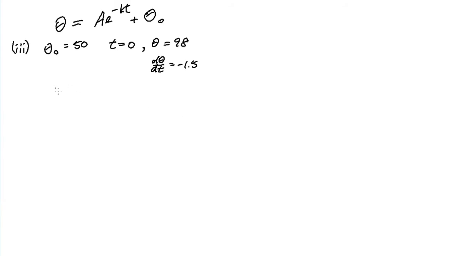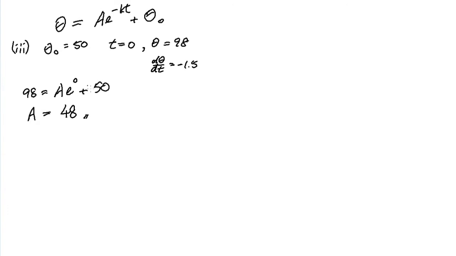And let's start with theta at t equals 0. We know that theta is 98, so 98 is equal to a e to the 0, because minus k times 0 is 0, plus theta naught, which is 50 degrees. And by subtracting both sides by 50, we get a is 48. So that's quite simple.